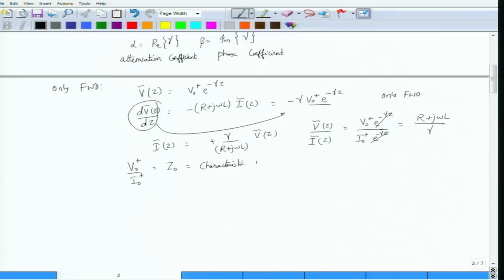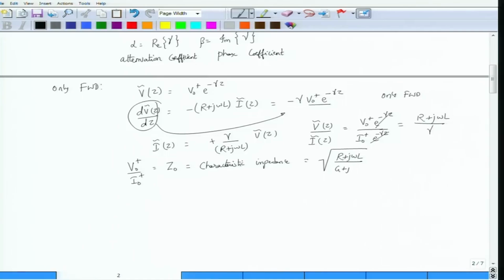Although in this case this is impedance, for a lossless line this becomes characteristic resistance. We will see that one very shortly. And what is this Z0? This is R plus j omega L by gamma. But substituting for gamma as square root of R plus j omega L into G plus j omega C will give you this expression.